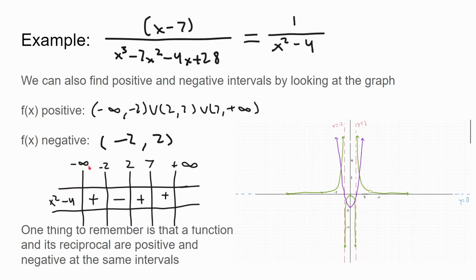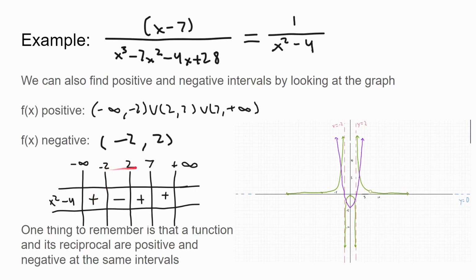So let's say we plug in a really negative number, right? Let's say like negative 1,000. When we square it, we get a really big positive number. So when we minus 4, the 4 doesn't matter that much. It's positive anyways. So no matter what we get, we always get positive.